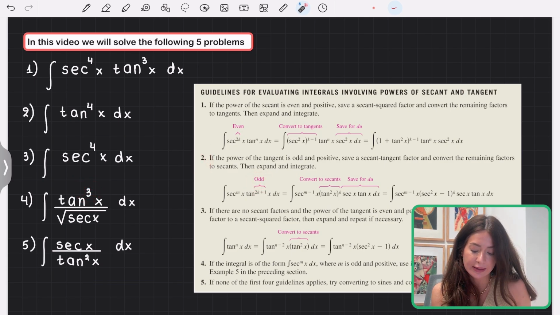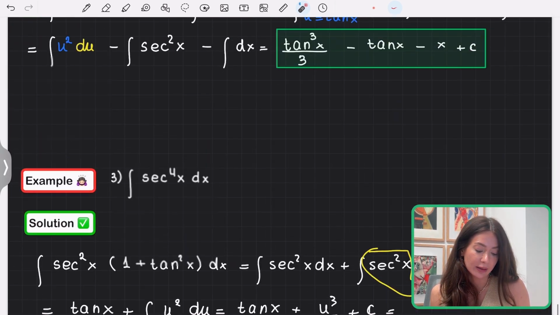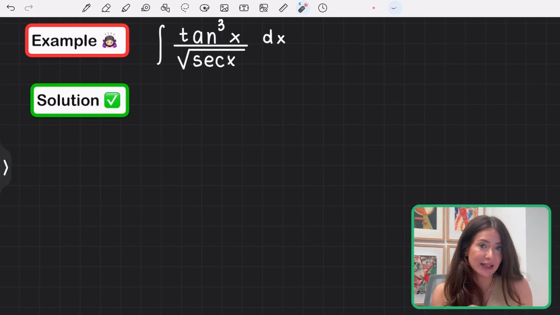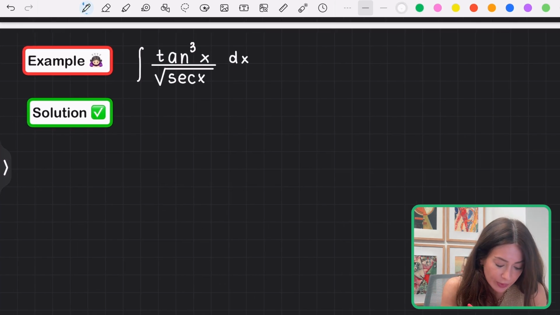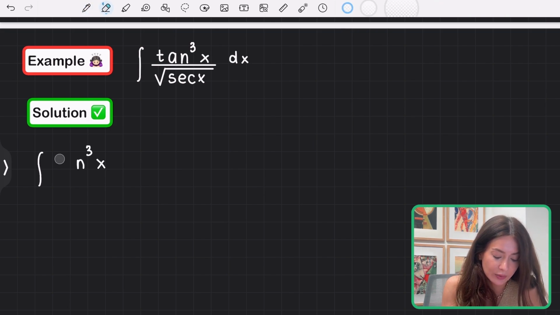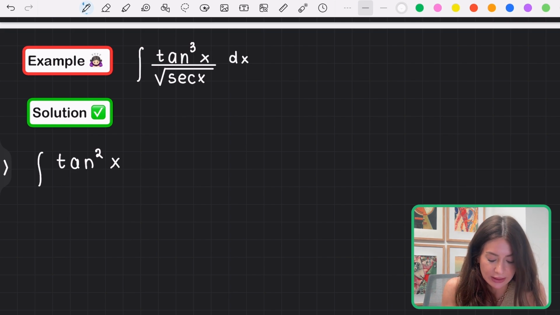And the guideline is that you convert it to secant and you save secant tangent for du, which is what I'm going to do. How am I going to come up with secant in the denominator? Here I have square root of secant, but it's also in the denominator. We'll see that. Because the guideline tells me that I would need that, right? And it also tells me that I need to convert tangent into secant, which tangent square would convert to secant, right? So I'm going to write that as tangent square times tangent x.